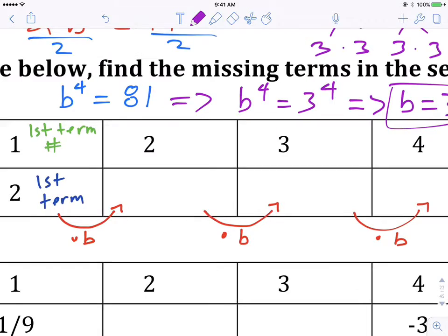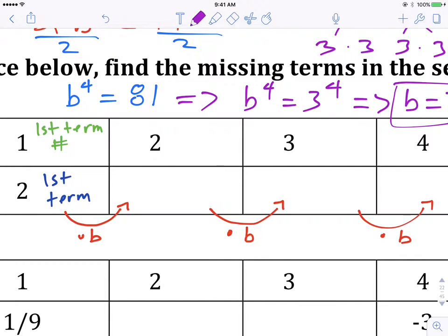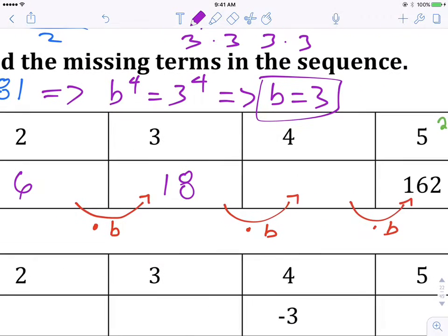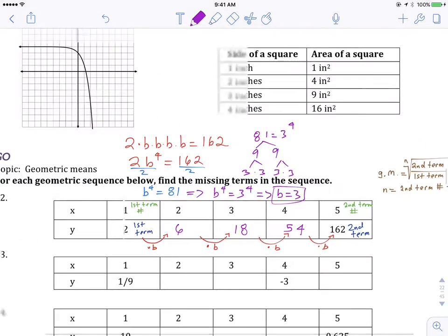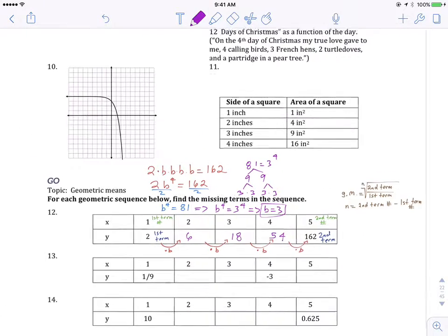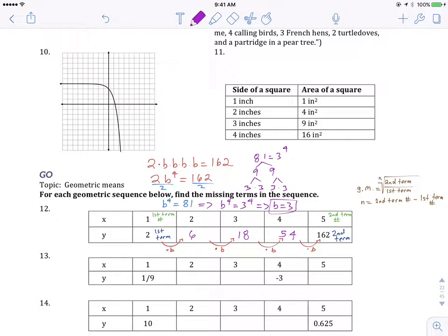So we end up with 2 times 3 is 6. 6 times 3 is 18. 18 times 3 is 54. And there you have it. So we found the values of the geometric sequence.